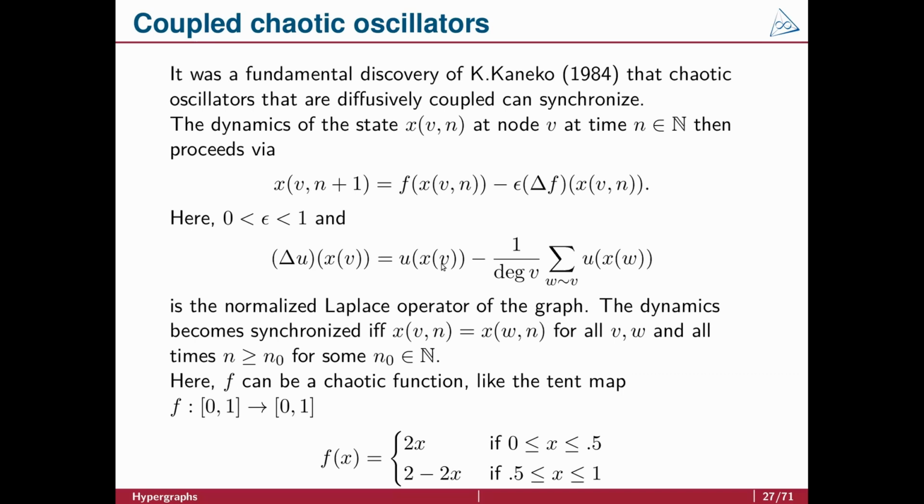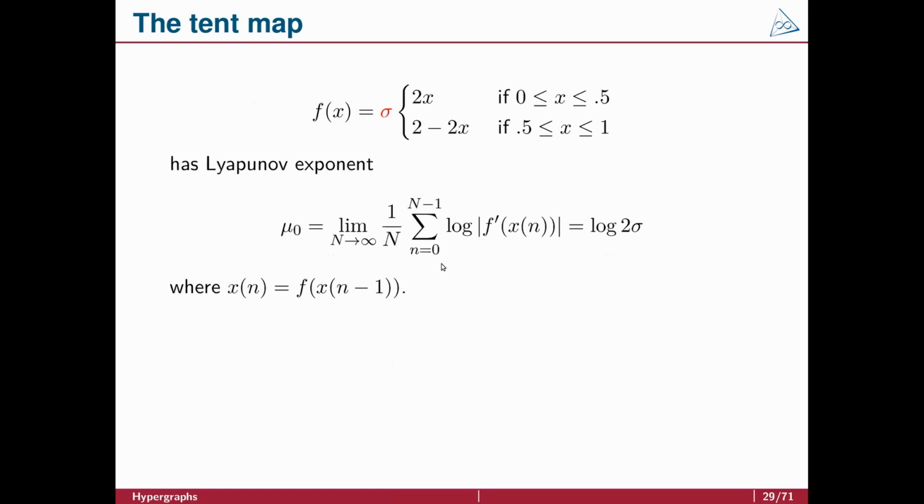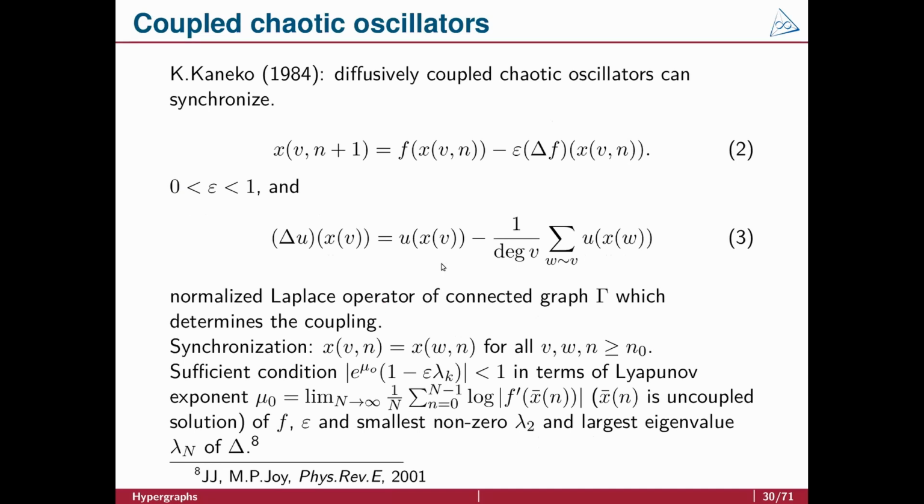And in fact, F is chosen as a chaotic function, and the paradigmatic chaotic function is a tent map. Probably, since you're all aware of that, I don't really have to explain that in much detail. So here's a tent map. And if you multiply it by some parameter sigma, you can compute its Lyapunov exponent, which is the logarithm of 2 sigma for this iteration. And in fact, then you can determine the condition for synchronization, and that turns out to depend on the eigenvalues of the Laplacian.